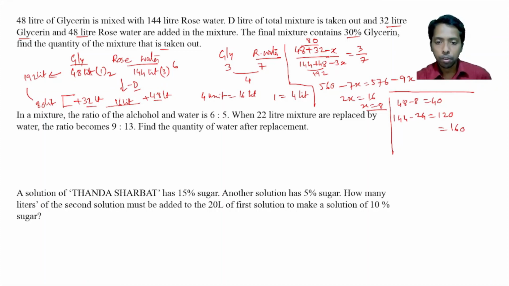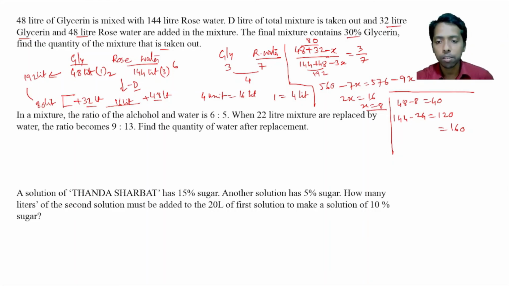Is this okay? 48, 32, right? This is x, this is 3/7, this is the glycerin part. This is 144, this is 48, 192, 9x, this is 2x equals 16, x is 8. So this is 120, this is 160. Okay, right. So d liters of the mixture is taken out and 32 liters of glycerin and 48 liters of rose water are added to the mixture.